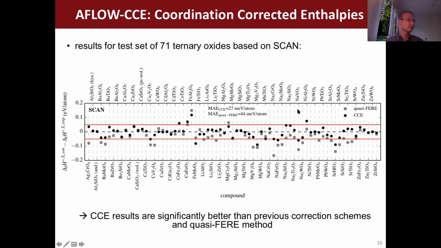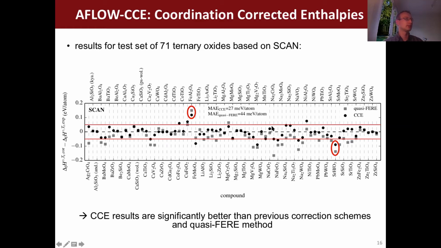And we can now even look at the outliers. For instance, for this iron aluminum oxygen system, we can see that both our CCE and the quasi-FERE method, and we actually see this for all three functionals, have a rather big deviation from the experimental result. And since these methods do something fundamentally different, this indicates that here the experimental result might be wrong. And something similar for this strontium hafnium oxygen compound. So we are even able to pinpoint where maybe experiments and measurements should be redone, because we believe we are more accurate there.